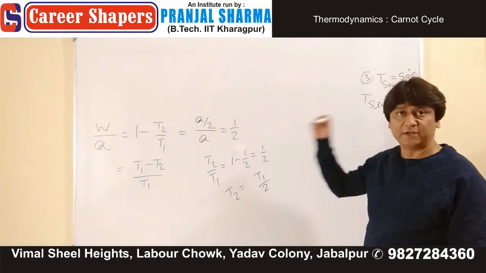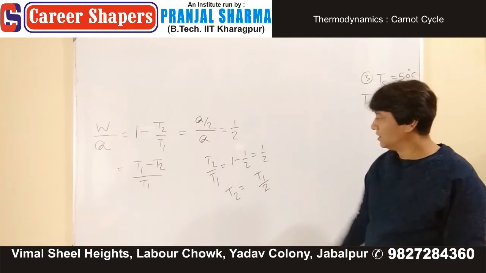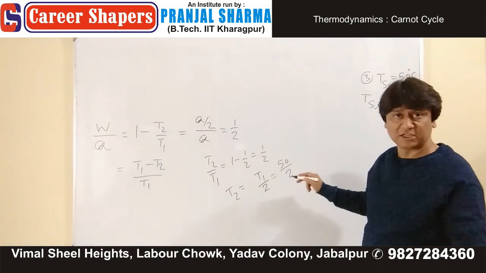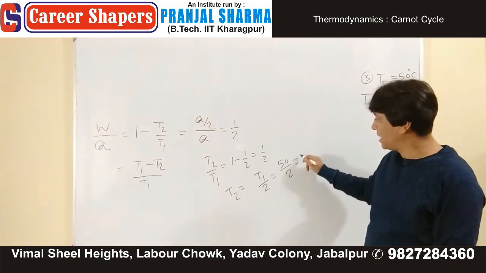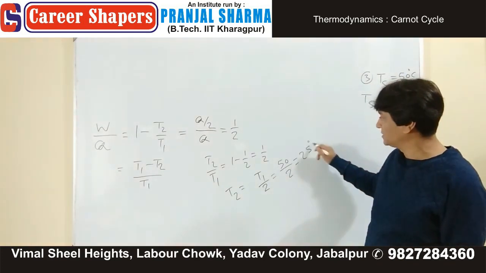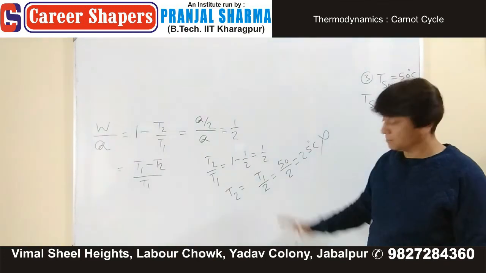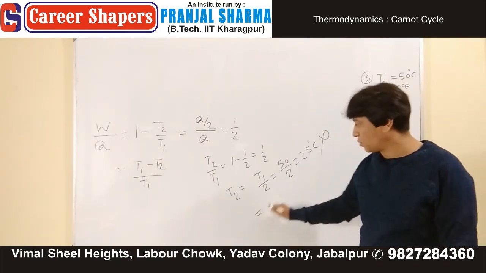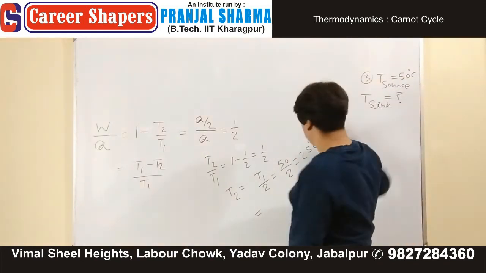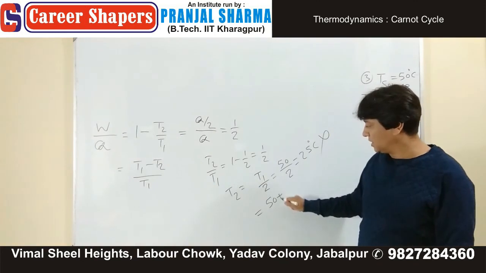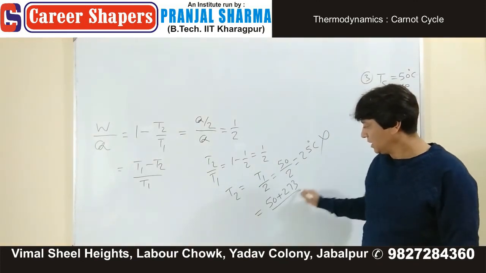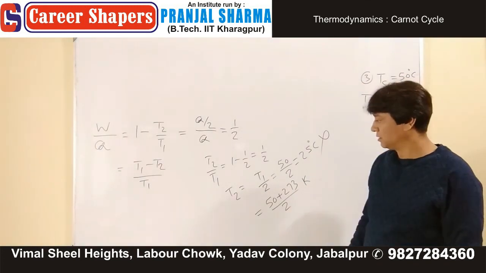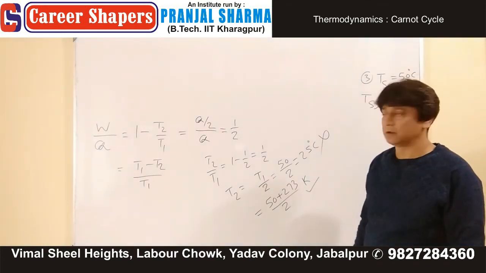Sink means where heat is going. Source means from where it is coming. So T1 by 2, and normally people go for 50 by 2, and some of you have done that also. So 50 by 2 gives us 25 degrees Celsius, which is not correct. Write down like this and then make a cross. So what is required? T1 is 50. 50 plus 273 divided by 2 Kelvin. This is the correct thing.